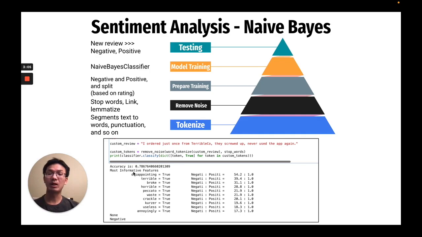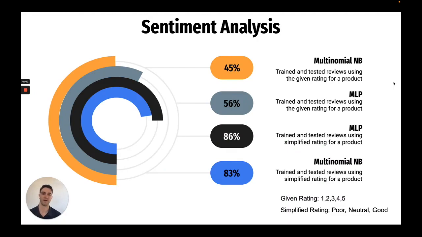One thing I want to point out is that this model is using some informative features like disappointing, terrible, broke to distinguish between positive and negative. I chose to perform sentiment analysis using multinomial naive Bayes as well as MLP. MLP is a little bit more robust. It can capture a lot of the nonlinear relationships between the inputs and the output targets, and it's also really good for larger data sets.